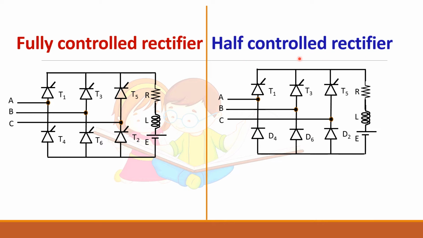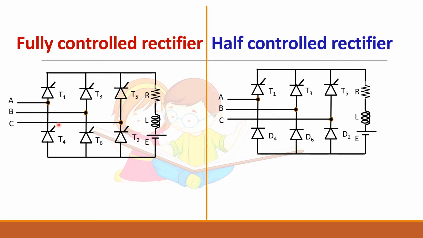So this rectifier is also called a semi-converter. It means that you cannot control fully, whereas you can have limited control over the output voltage. So it is called a semi-converter or half-control converter.